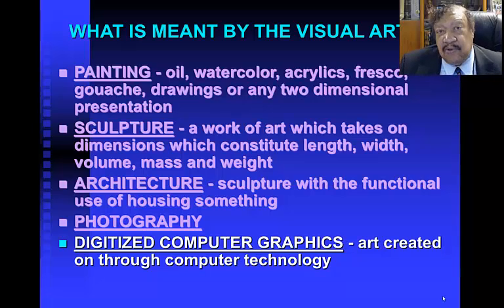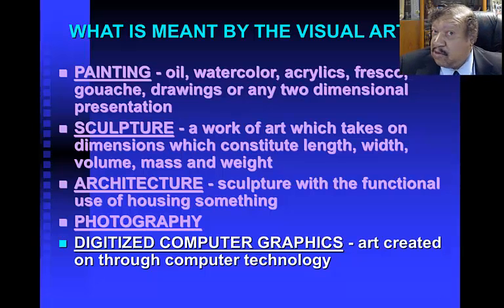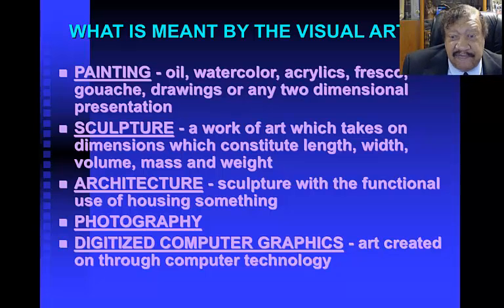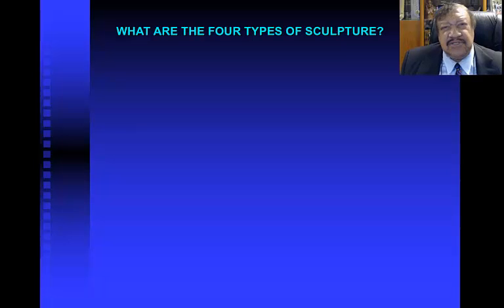Last but not least is the very one we just talked about: digital computer graphics. It's on our cell phones, it's in everything that we do. We are seeing commercials, we're seeing ways in which they deceive, giants walking on the land where little people are. All that, we used to call camera trickery, but now it's done by digital graphics. But back to sculpture. What are the four basic kinds of sculpture?